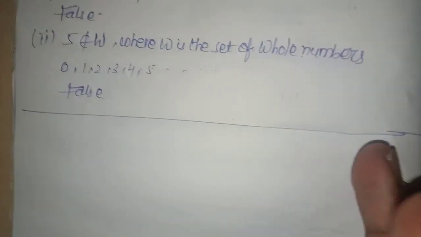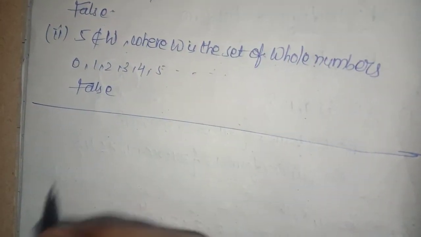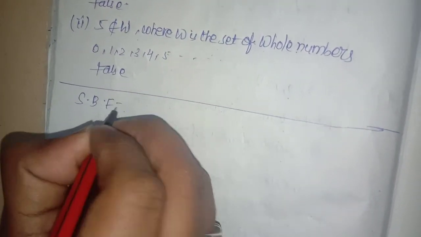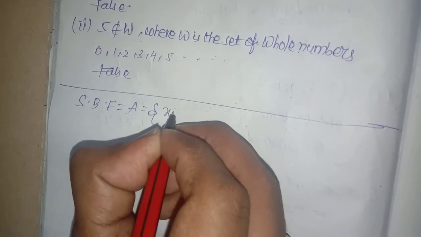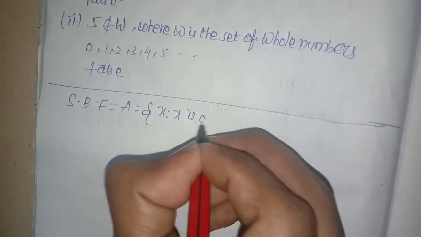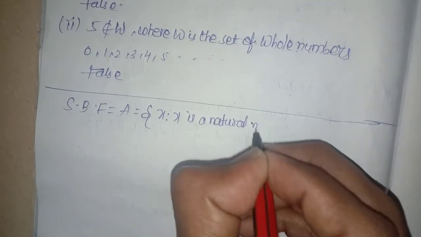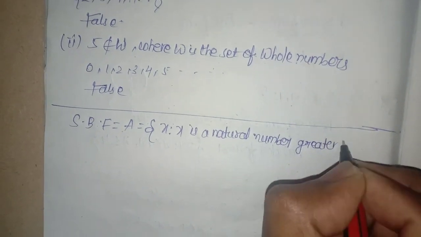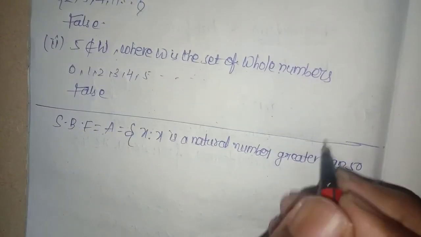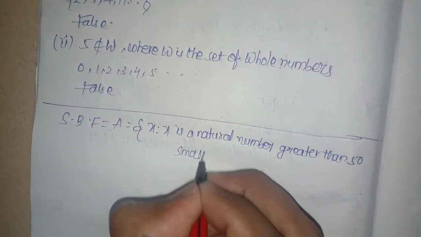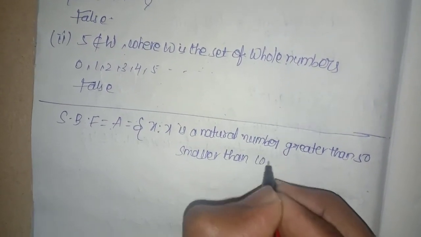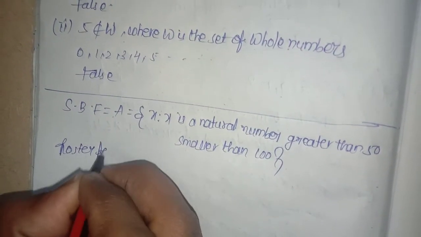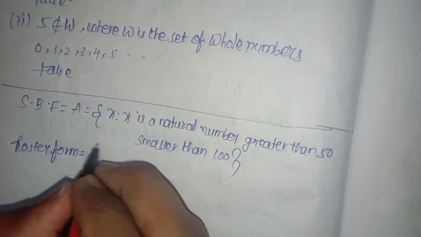Next, they are given in set builder form and we have to convert into roster form. Set builder form is given: A equals X such that X is a natural number greater than 50 and smaller than 100. So we have to write in roster form. Roster form means list form. We have to write like a list.